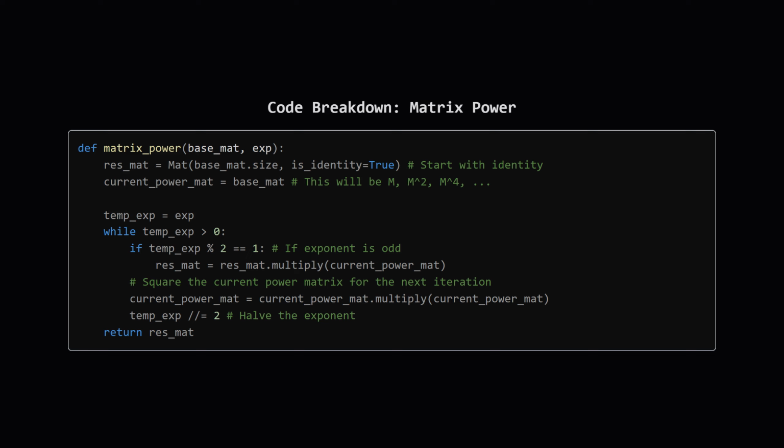If we need to calculate, say, m to the power of 8, instead of 7 multiplications we can do m squared, then square that to get m to the 4th, then square that to get m to the 8th. Only 3 multiplications. This function cleverly uses the binary representation of the exponent to combine these squared powers efficiently.